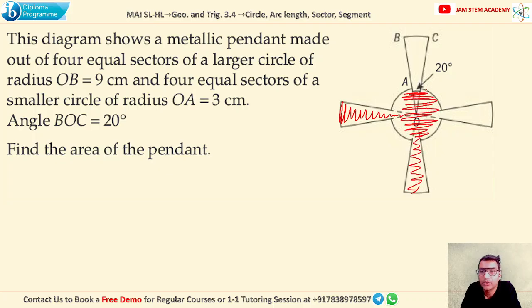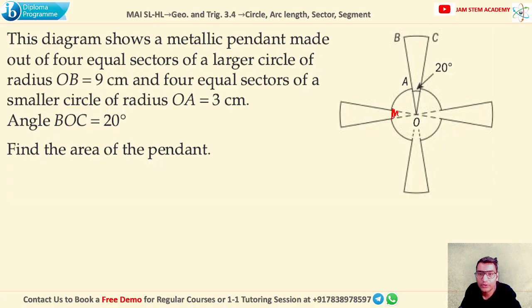All these 4 sectors plus this. So what can I do? Can I take the area of the circle and add 4 times these sectors? Is it the answer? No, that is not the answer. Why? Because we calculated this portion twice. If you do that, you are adding that smaller portion twice. So don't do that.